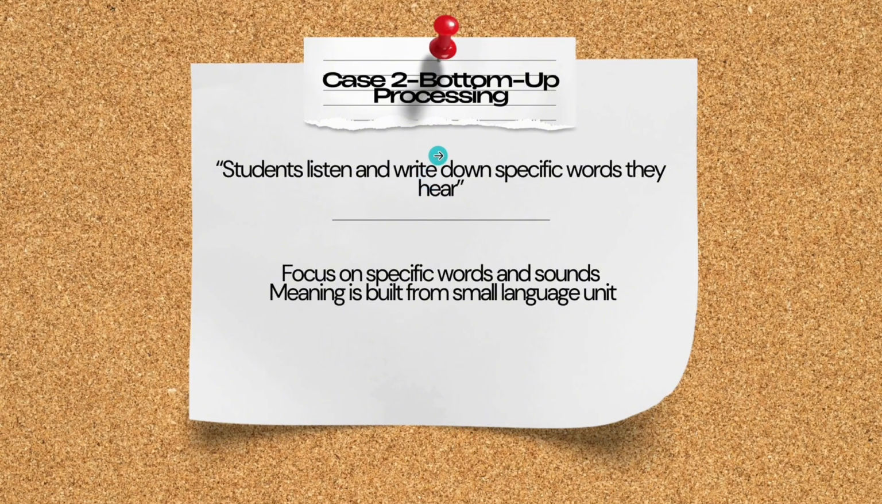For the second case, students listen and write down specific words they hear. So this is bottom-up processing because students focus on individual sounds and words in the listening text. For example, they listen carefully to identify numbers, names, or key vocabulary mentioned by the speaker. So students build understanding from small language units to overall meaning. Therefore, this case is an example of bottom-up processing.